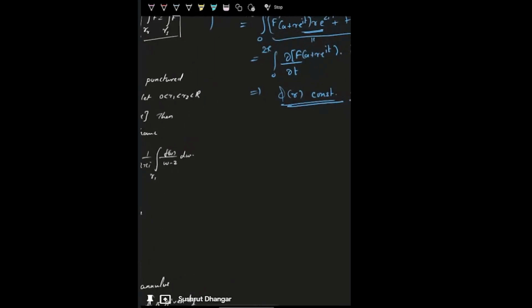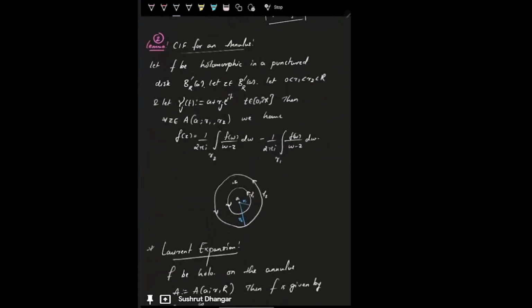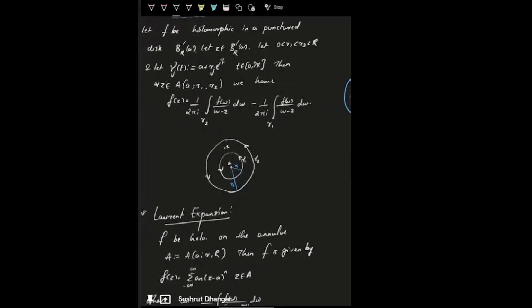An annular region is, if I have say a point z0 and I have two concentric circles of different radii, like this one of radius say r1 and this one of r2. So this region is our annular region. Now, let f be holomorphic in a punctured disk about a of radius r, and if I take any z inside this punctured disk, I can choose r1 and r2 in such a manner that z lies between the two concentric circles. So z can lie between these two circular paths, gamma 1 and gamma 2.